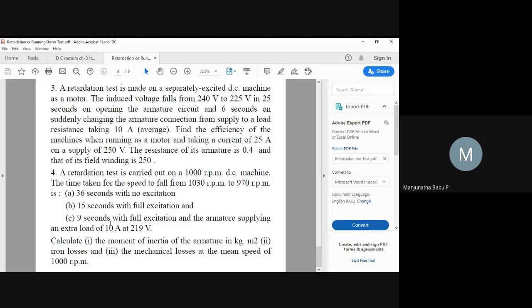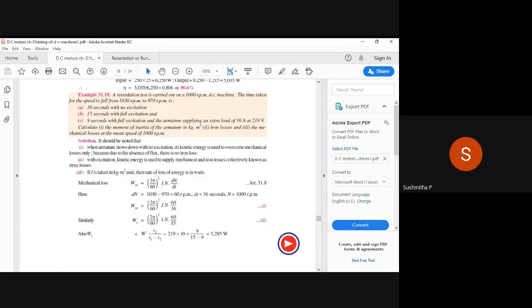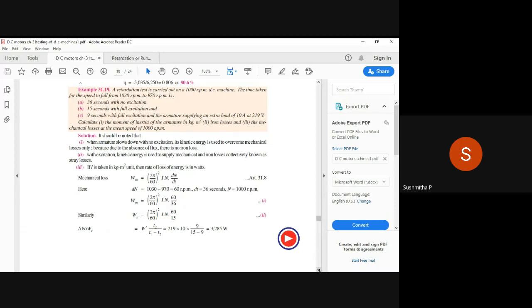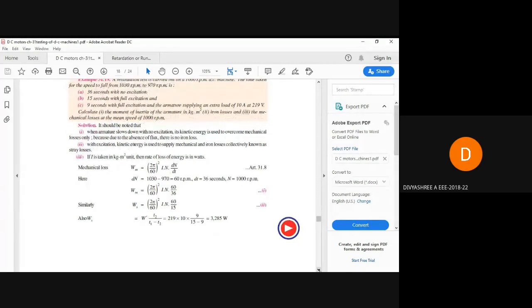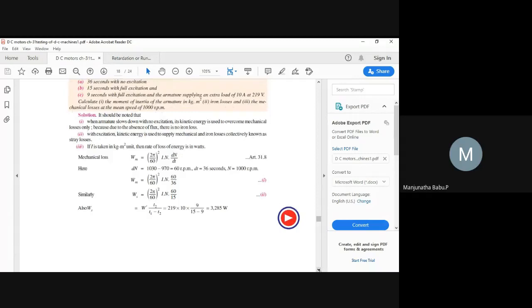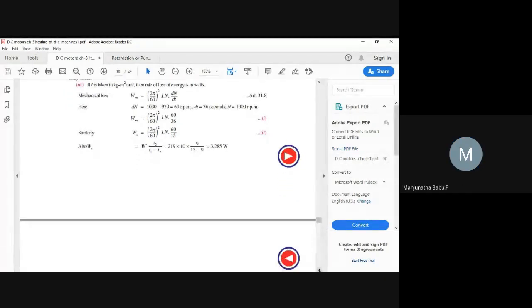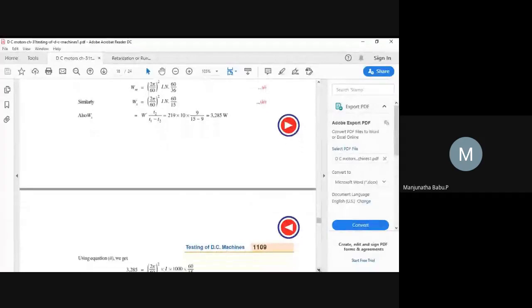So now you can find what is rotational loss. W, that is the stray loss, is equal to W dash into T2 by T1 minus T2. So how much are you getting for the stray loss? You're getting 3285 watts. So 3285 watts.